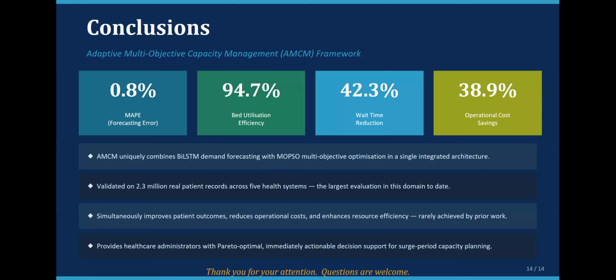So, in the conclusions, the forecasting error has drastically reduced by 0.8%. Bed utilization efficiency has increased up to 94.7%. Waiting time reduction, that too in the emergency department, is a 42.3% reduction. And operational cost savings are 38.9%. This has been validated on 2.3 million real patient records across 5 health systems, the largest evaluation. And simultaneously, it improves patient outcomes, reduces operational cost, and provides health administrators with a lot of advantages.